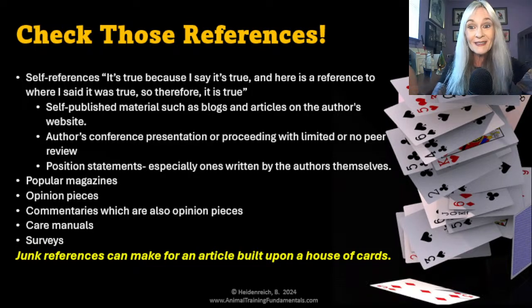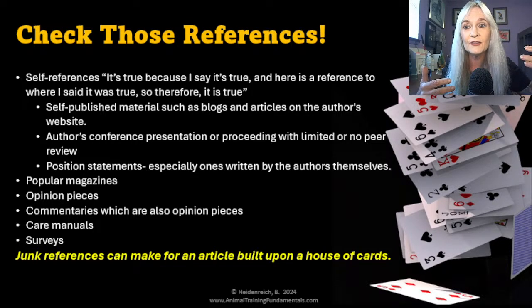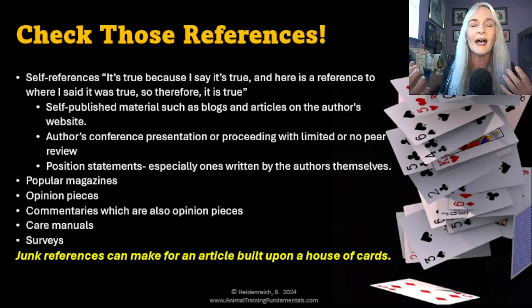Self-references, this one I don't mind giving you resources. Sometimes in my material, you'll see I have resources where I'll say, hey, you can check this out for more information, because I feel it's a consumer friendly resource. It's easy for you to read, and it'll help you understand the content. I don't know that I would use it as an empirical reference per se. The problem with some self-references is it turns into: it's true because I say it's true, and here's a reference to where I said it's true, so therefore it's true. That isn't data, so to speak. Just because it was self-published material, like a blog or an article on a website, I don't know that it qualifies as empirical data and a really strong, valid reference.